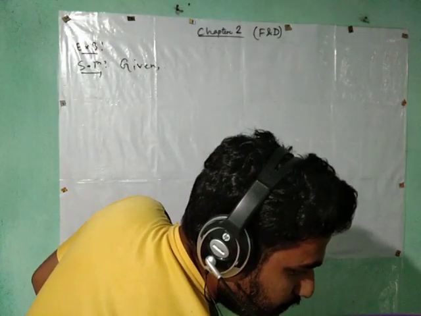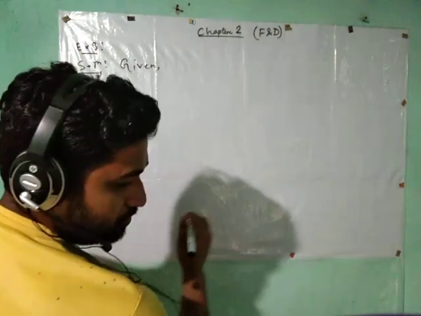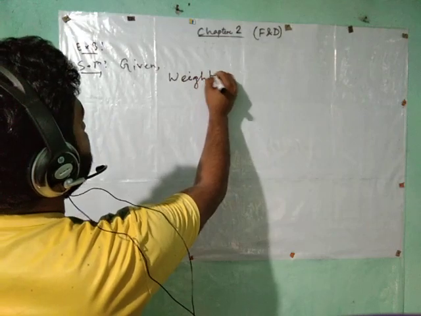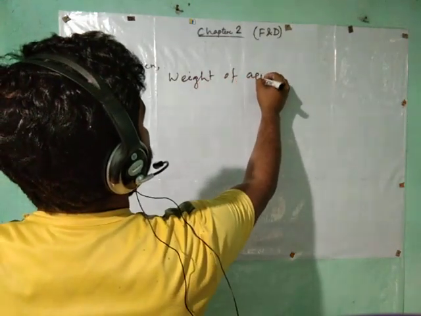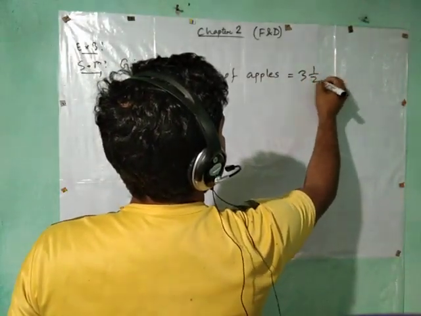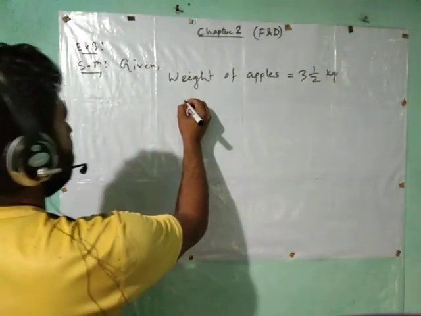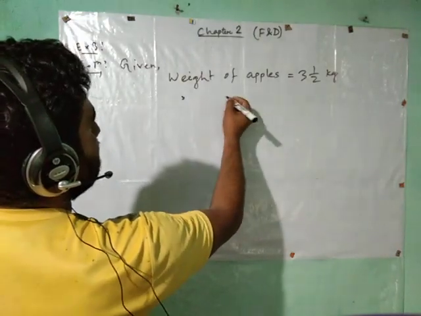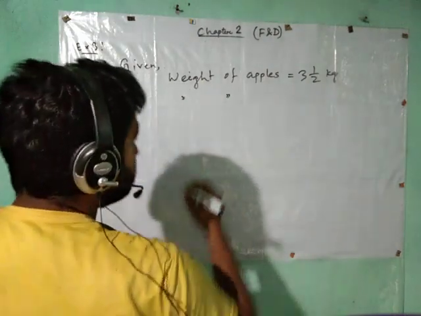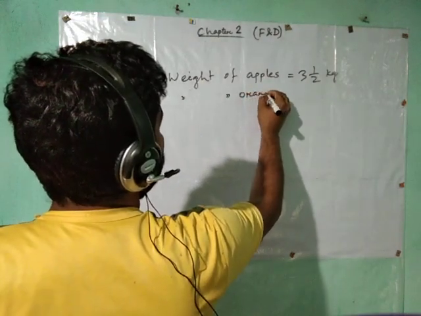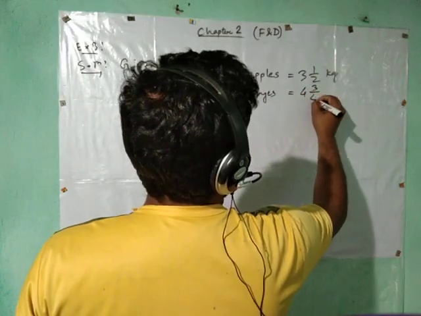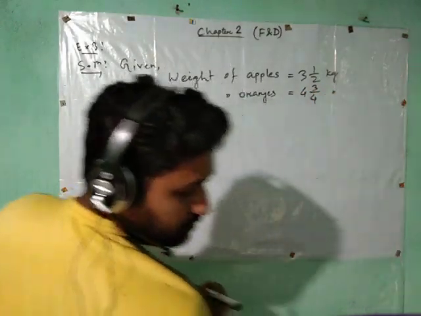Simply you write weight of apples equals to how much? 3.5 kg, I hope. Yeah, right? 3.5 kg. And then similarly you write down, put some commas like this. Weight of what? Orange, na? Weight of orange is 3/4 kg. Yes, 3/4.